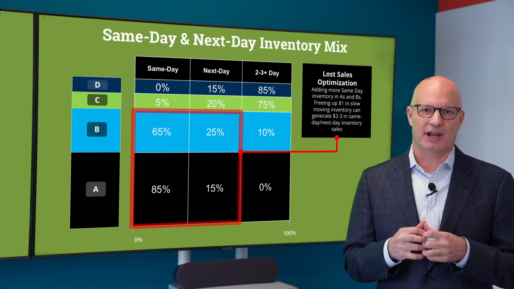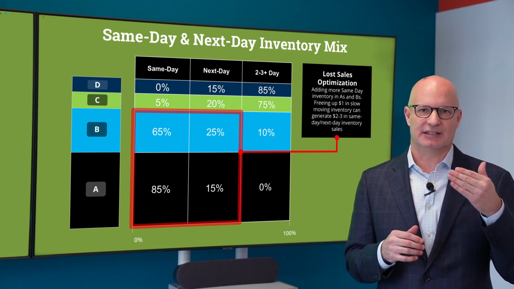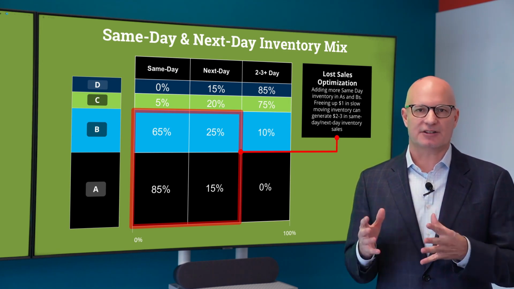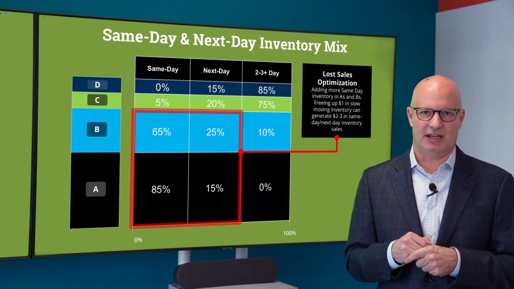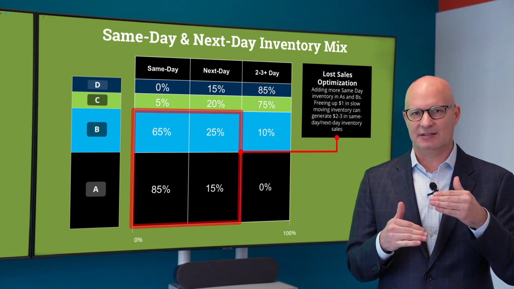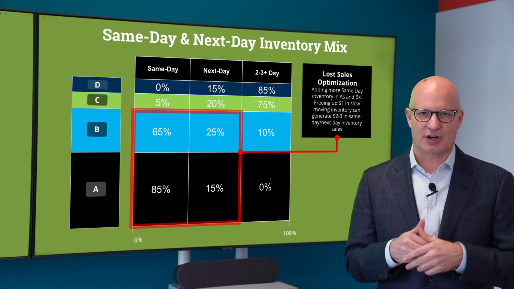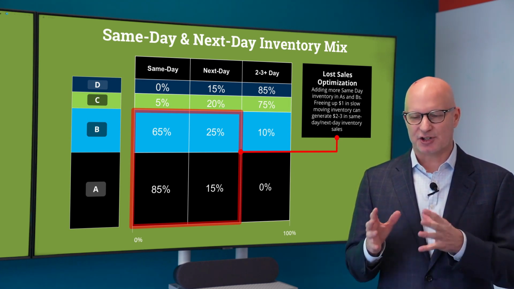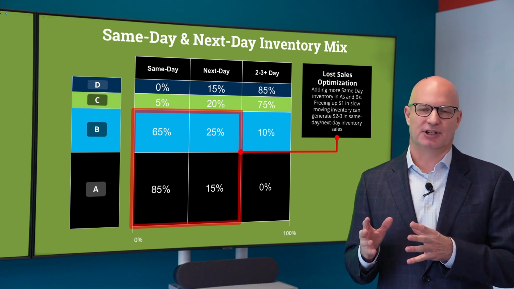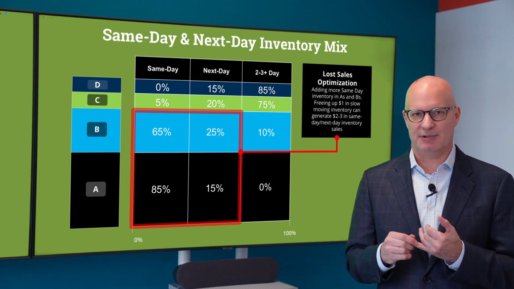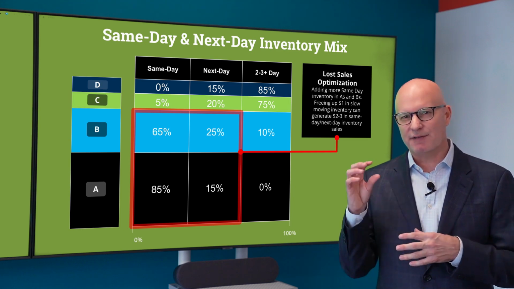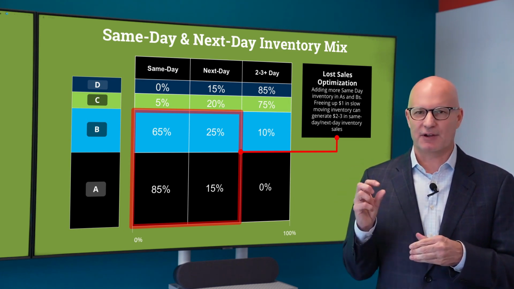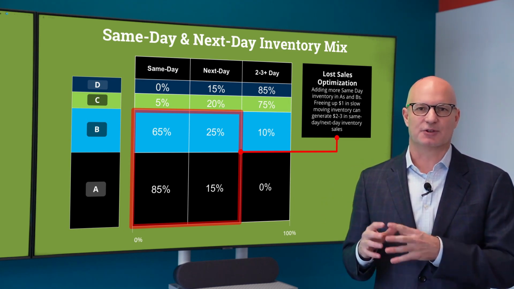What you want to avoid is over inventory of your C's and D's, which you may not serve next day or same day. You want to focus on those A's and B's, which are a lion's share of your opportunity with your end customers and your revenue, and make sure that they're in a position to serve your customers either same day or next day. And a very few of those A's and B's, very little, might be 3 days or longer.